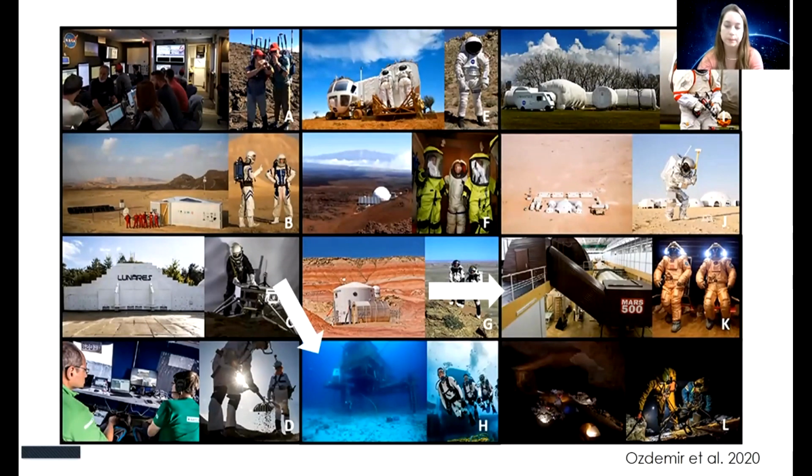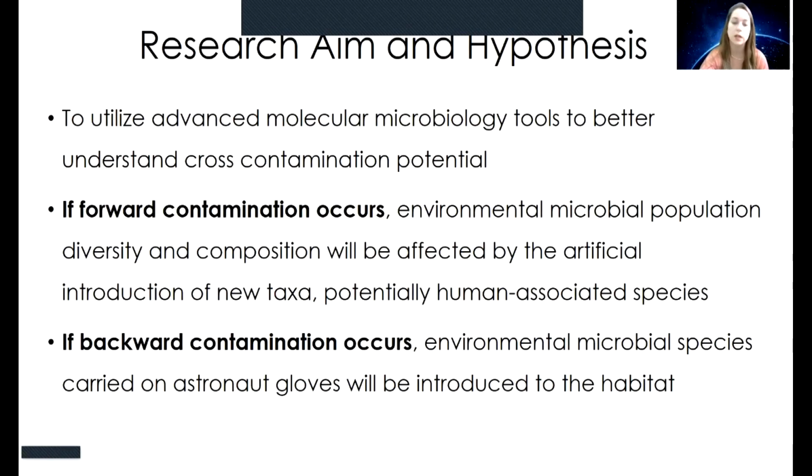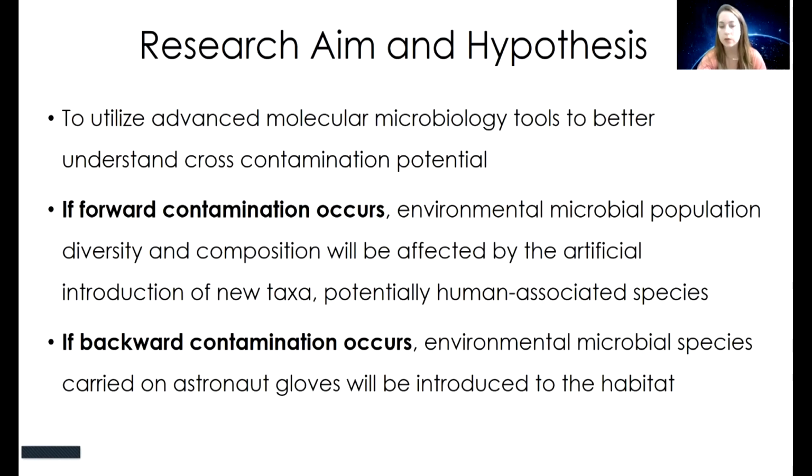Our aim was to utilize, for the first time to our knowledge, advanced molecular microbiology tools to better understand cross-contamination potential in the setting of an analog mission. We hypothesized that throughout the mission, if forward contamination occurs, environmental microbial population diversity and composition will be affected by the artificial introduction of new taxa, potentially human-associated species. If backward contamination occurs, microbial species from the environment will be carried on the astronaut's glove and will be introduced inside a habitat.